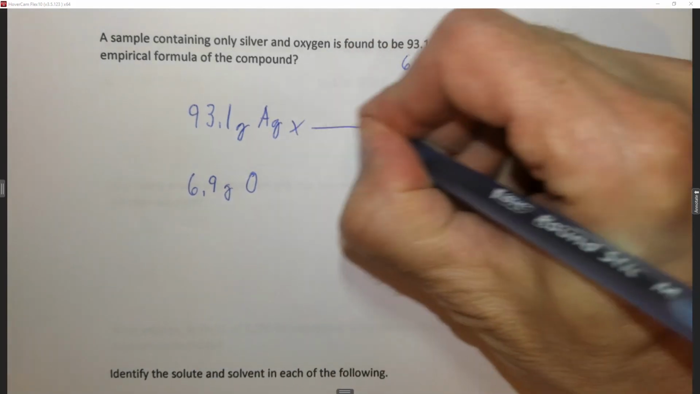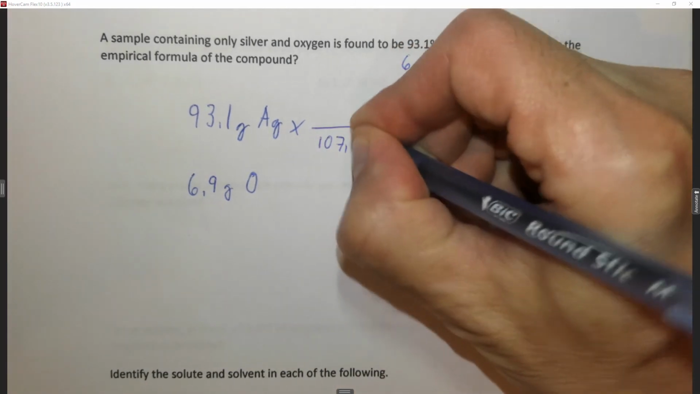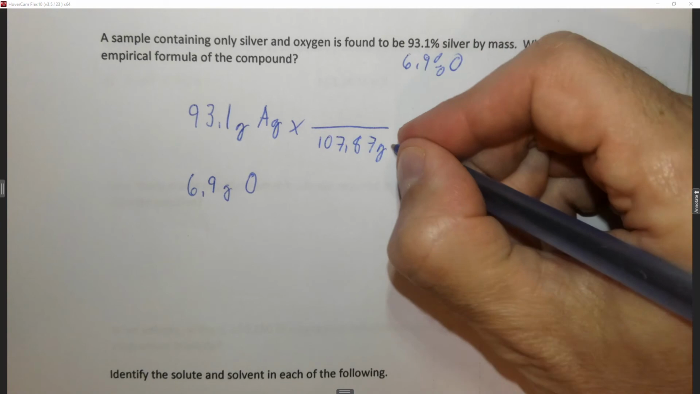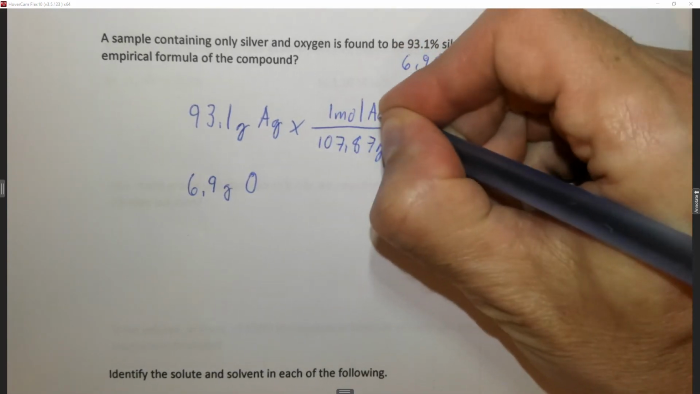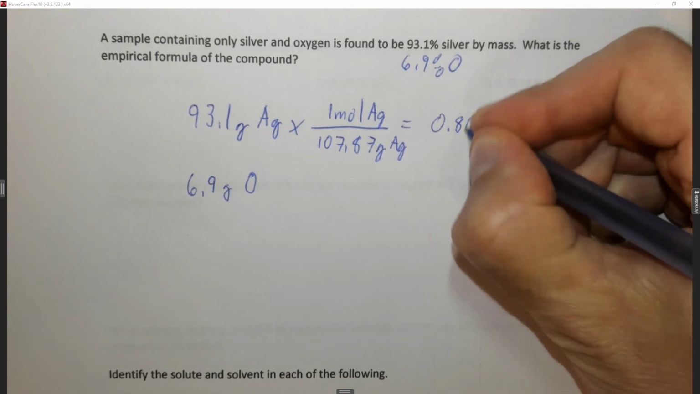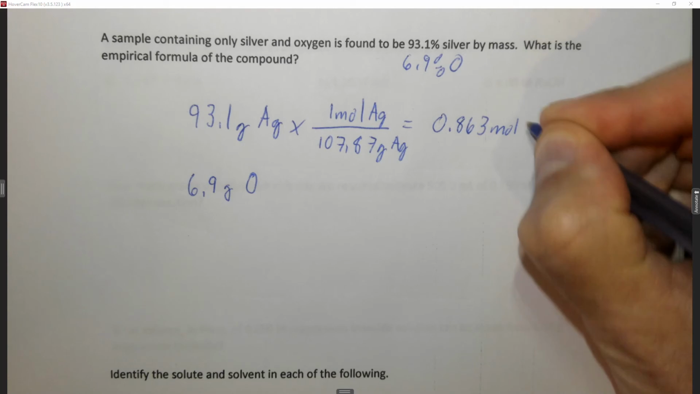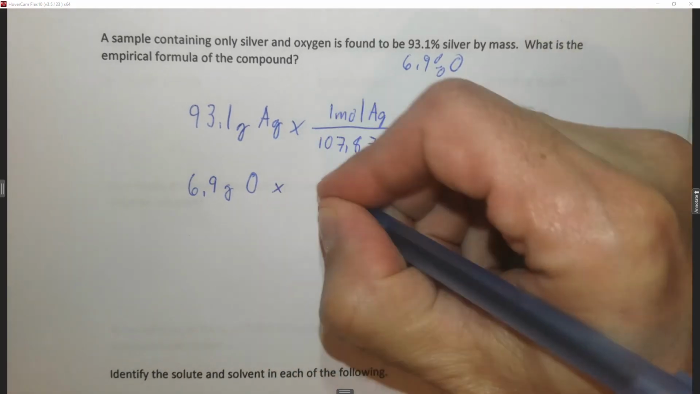Well, if we look at a periodic table, the molar mass of silver is 107.87 grams, which we want to put on the bottom. And on top, we want 1 mole of silver. When you do that math, you get 0.863 moles of silver.